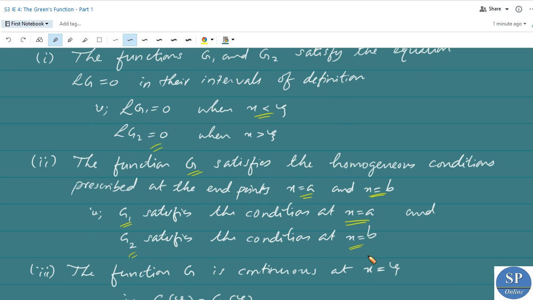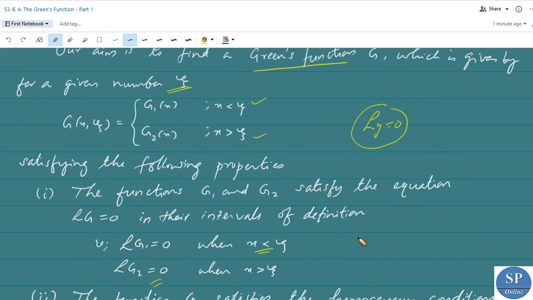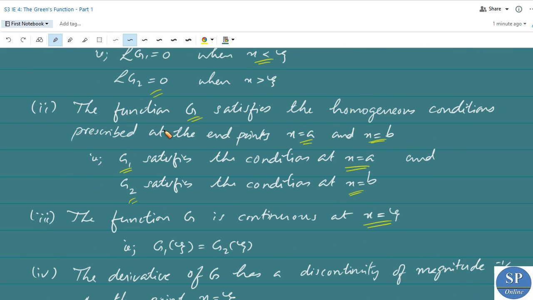Clear? Now the third property is that the function g is continuous at x = ζ. That means the Green's function g is continuous at x = ζ, meaning that g1(ζ) = g2(ζ). At x = ζ, g is continuous. That is the third property.